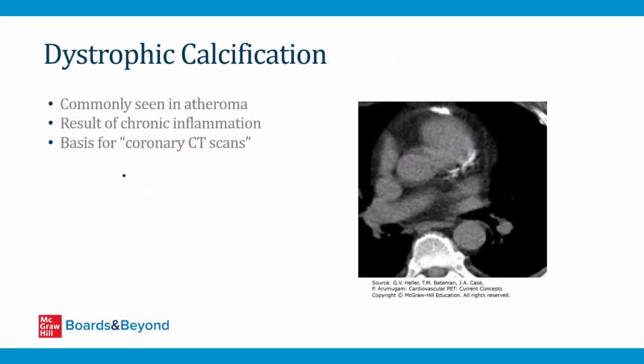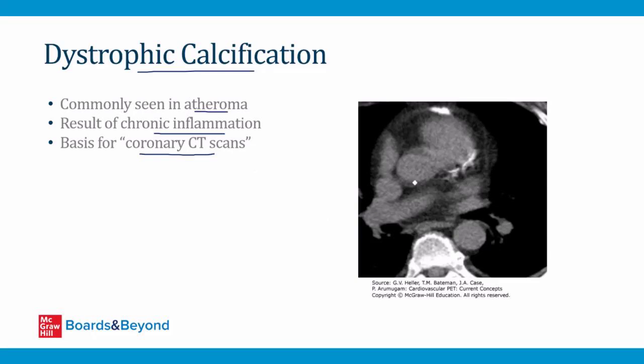In the immunology section, I talk about dystrophic calcification, which is the deposition of calcium that can occur in places where there's chronic inflammation. And you can see dystrophic calcification in atheromas. It results from the chronic inflammatory process that's occurring in the walls of the blood vessels. And the fact that calcium gets laid down where there is atherosclerosis is the basis for coronary CT scans, which are sometimes used to detect coronary disease in patients by looking for calcium.